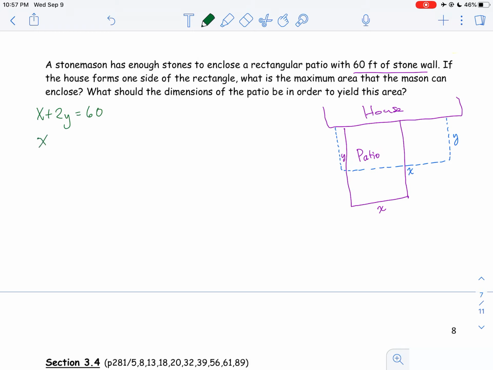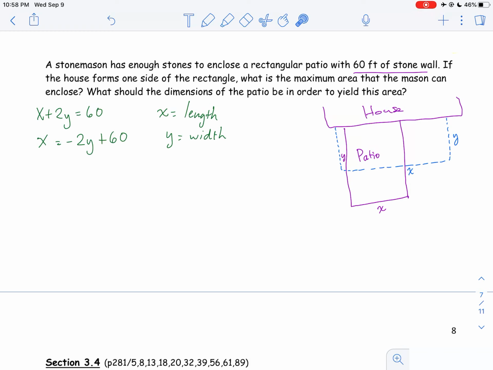If I solve for x, you know what? I'm going to like it better later on if I put x equals negative 2y plus 60. This tells me that if x is the width, no, I think I would call x the length, and y is the width, that now one length plus two widths equals 60. That's going to be the largest patio space. And that relates that the length should be 60 minus twice the width.